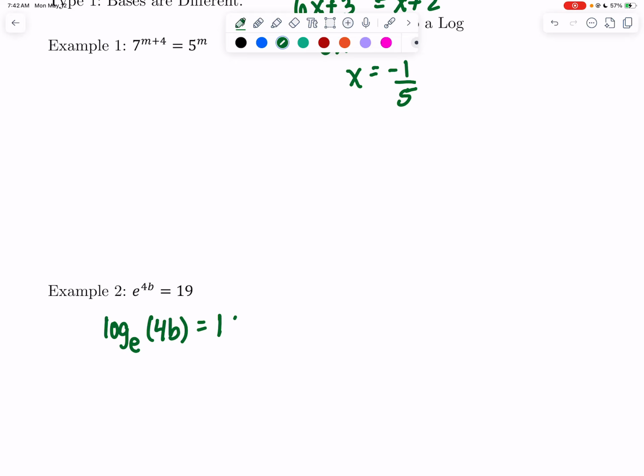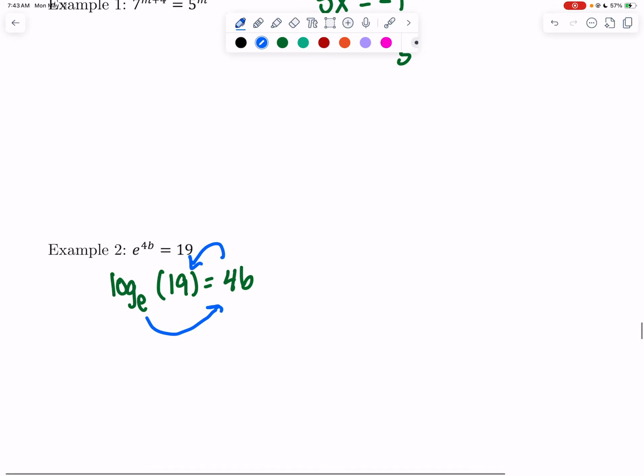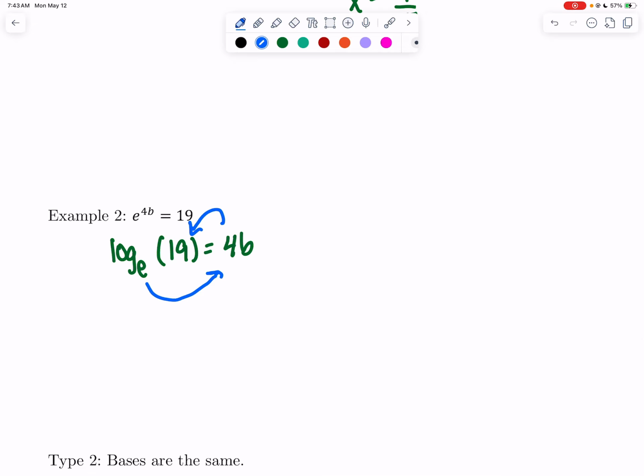if I have e as a base, because I have e as a base, and this is an exponential problem, I'm going to convert this into a log. So if I convert this into a log, remember that's going to be log base e, and then I'm going to have 19 is equal to 4b. That way, whenever we convert this into an exponential, I'm going to have e to the 4b is equal to 19. Now I've got to solve for b, so I'm just going to divide by 4 and call it a day.